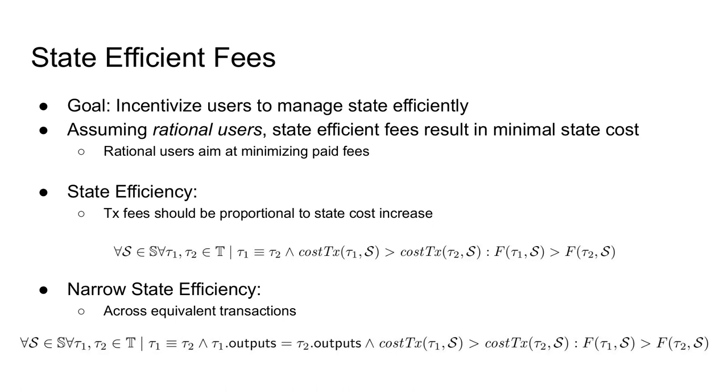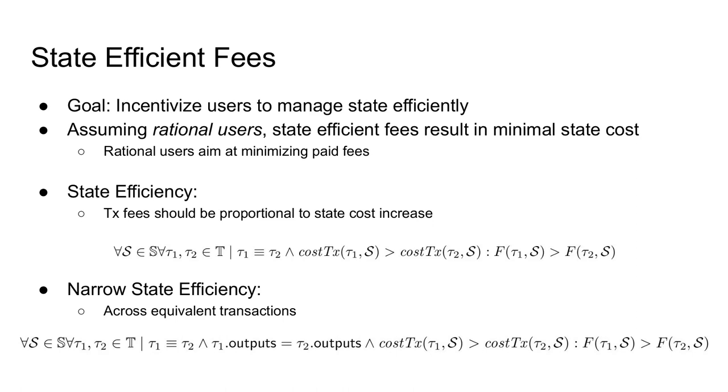So what is state efficiency? State efficiency is a pretty simple property that transaction fees should have. What it describes is that the cost of the transaction should be reflected in the fees of the transaction. So if a transaction incurs more cost to the state, and cost is, for example, the size of the state or the computation cycles, then the fees, which is the number of coins that the user should pay to the system maintainers, to the miners, should actually be more.